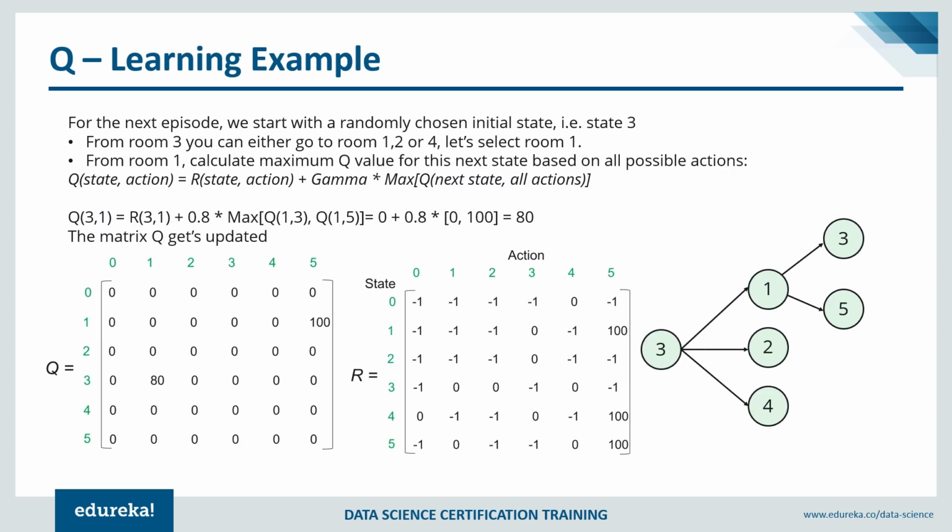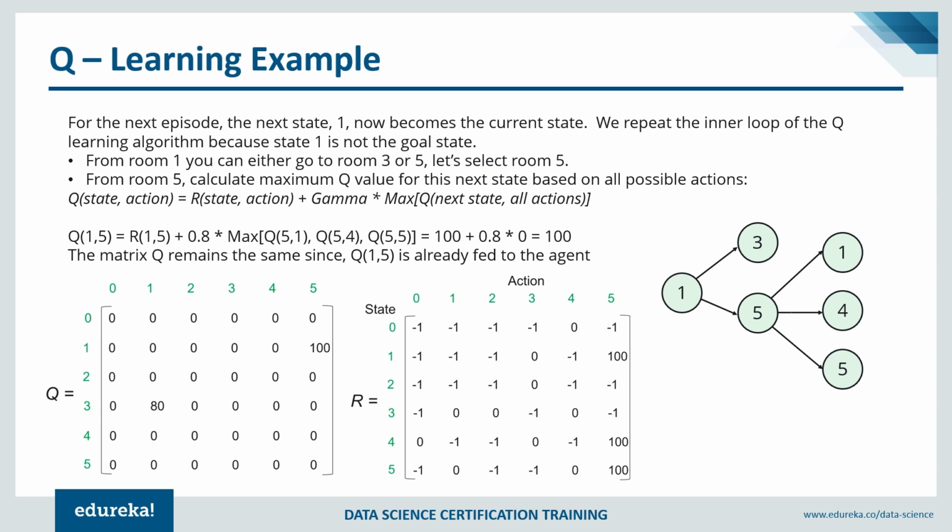For the next episode, we start with a randomly chosen initial state. Let's assume that the state is 3. From room number 3, you can either go to room number 1, 2, or 4. So let's select room number 1, because from our previous experience, what we've seen is that 1 is directly connected to room number 5. From room number 1, calculate the maximum Q value for this next state based on all possible actions. So for (3, 1), we get R(3, 1) plus 0.8 gamma times the maximum of these, and we get the value as 80. So the matrix Q gets updated.